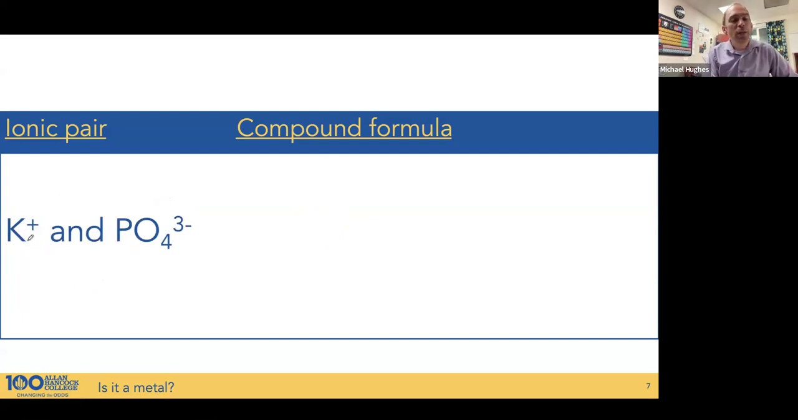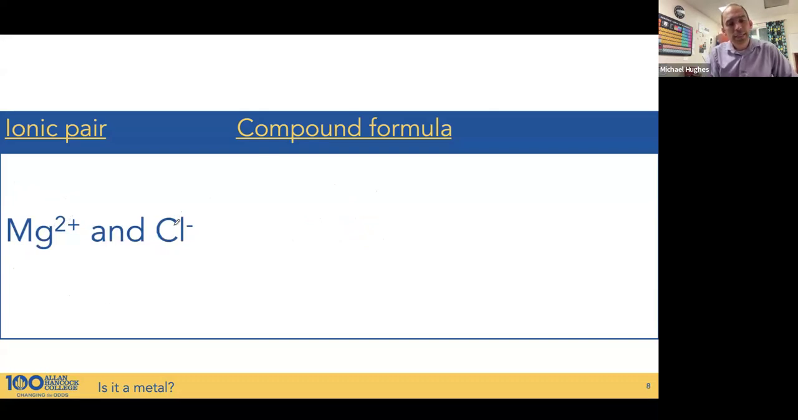All right, so now we have our first polyatomic anion, phosphate, which is 3 minus, and potassium, which is 1 plus. So we're going to need 3 plus to balance our 3 minus charge. So we'll need 2 more K pluses to fill that order. So our formula would be K3PO4. 1 phosphate, 3 potassiums.